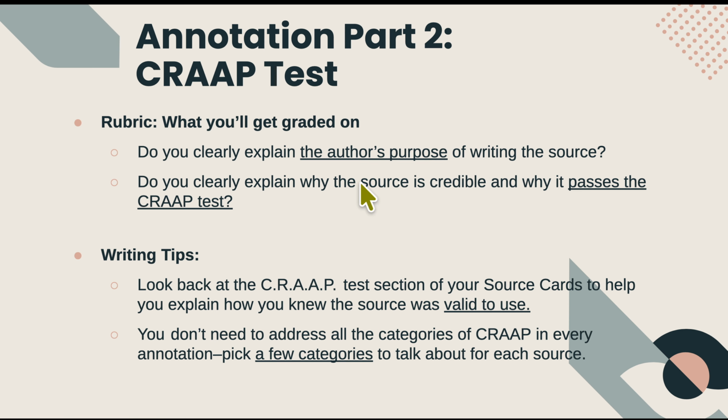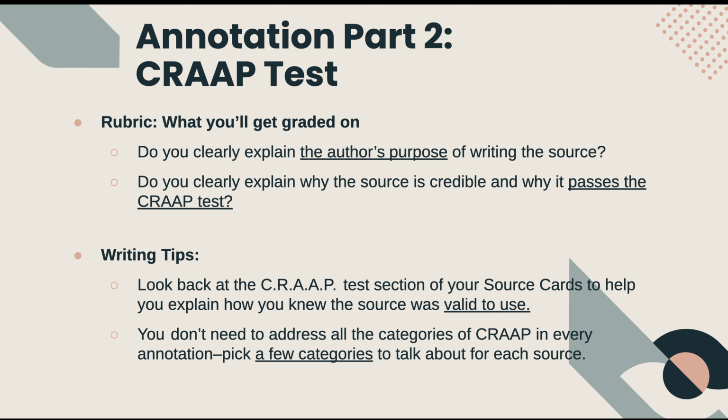The second part of the annotation is when you have to write about how each source passed the CRAAP test. So for this part, your writing will get graded on, do you clearly explain the author's purpose of writing the source? And do you clearly explain why the source is credible? In other words, why it passes the CRAAP test. So for this part of the writing, it would be very helpful to look back at the actual CRAAP test section of your source cards and see, like, well, did it pass every category? Was there one that I was kind of iffy about?